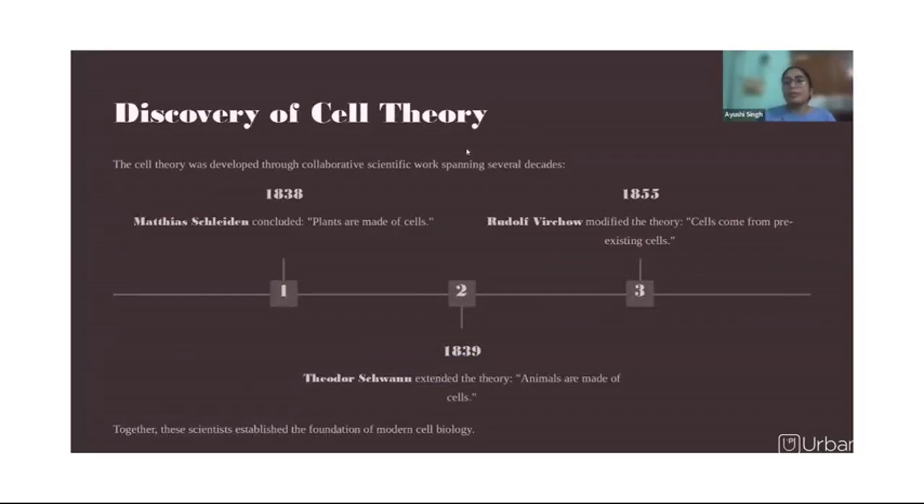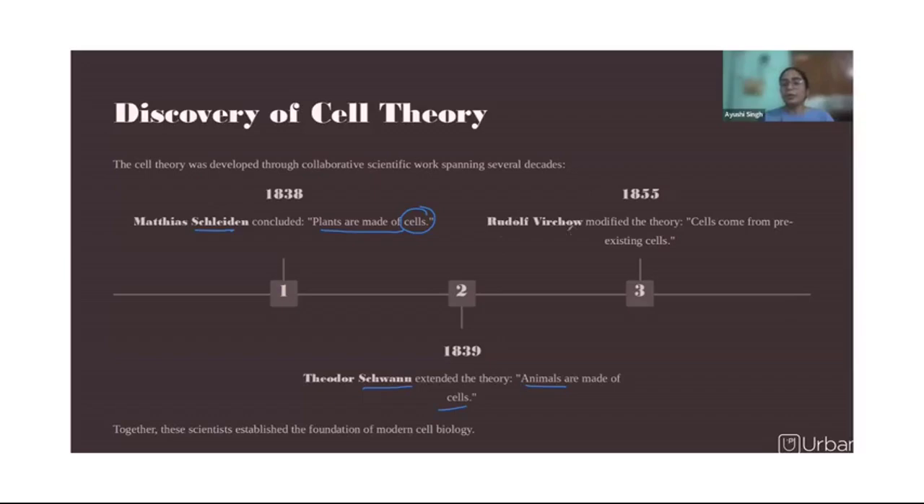First of all, Schleiden and Schwann worked not together, but separately. Schleiden came to the conclusion that plants are made up of cells, and Schwann told us that animals are made up of cells. So we got to know that any living thing we can think of is mostly made up of cells. There are exceptions. We'll talk about viruses.